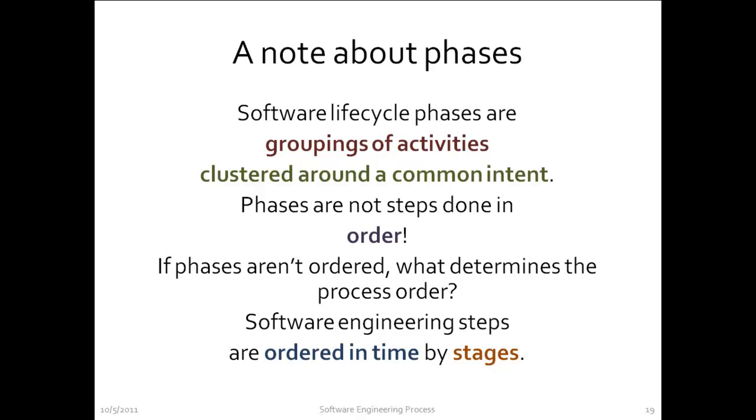So if phases aren't ordered, what determines the process order? Software engineering steps are ordered in time by what are termed stages. Only in the waterfall model is the system supposed to progress steadily from requirements to design to implementation. In reality, software development is very complex, with a multitude of concerns to address, with surprises at every turn. Thus, software development cannot progress smoothly in a top-down manner.